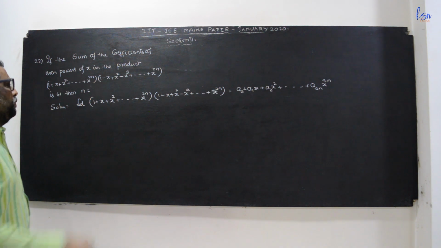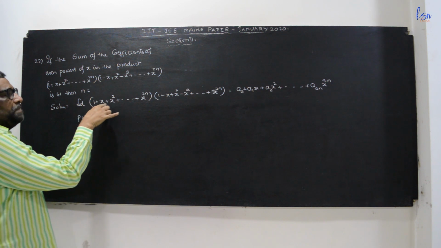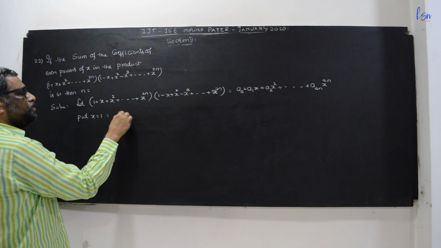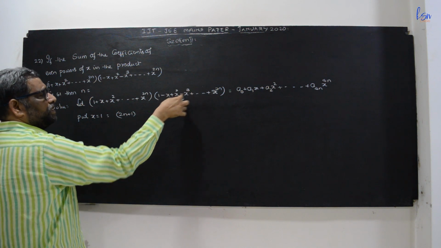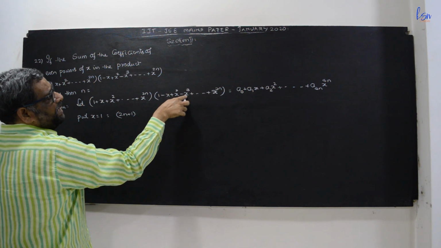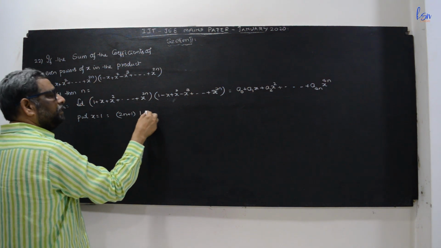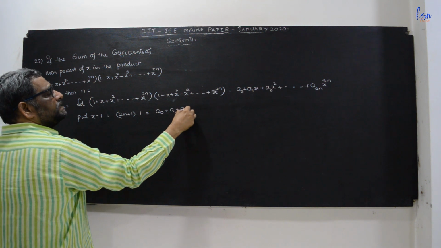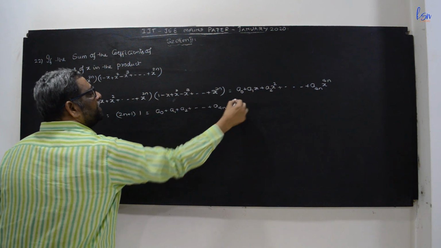Now, put x equal to 1. In the first factor, 1 + 1 + 1 and so on, there are 2n + 1 terms, so it is 2n + 1. In the second factor, 1 - 1 + 1 - 1, all the terms cancel, x² minus x³ cancel, up to x^2n, leaving 1. This equals a0 + a1 + a2 + ... + a4n. Call this the first equation.